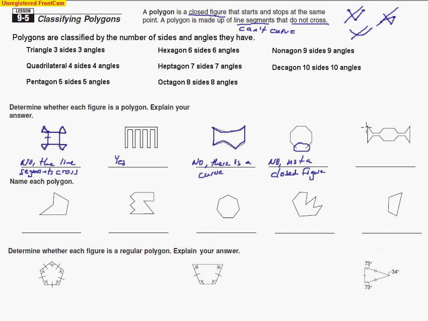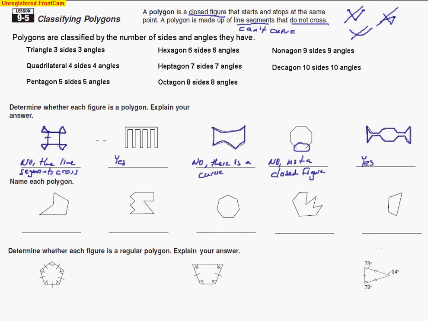Let's take a look at this one. This one starts down here, continue on. Notice how the line segments are not crossing over each other. I'm continuing. I have a closed figure because it's going to end up right back at that spot. And I have line segments, and they do not cross. So we would say, yes, this is okay.